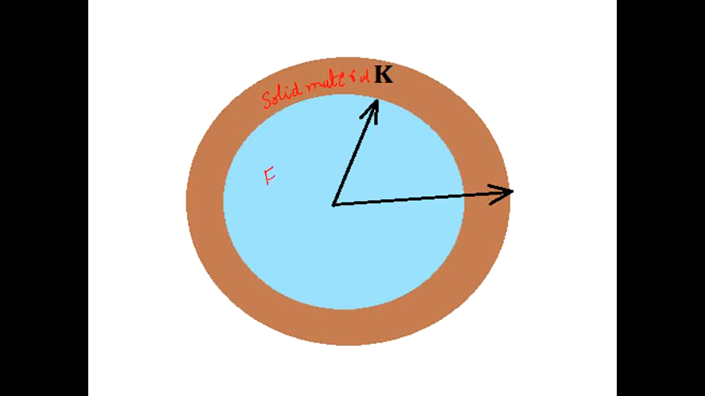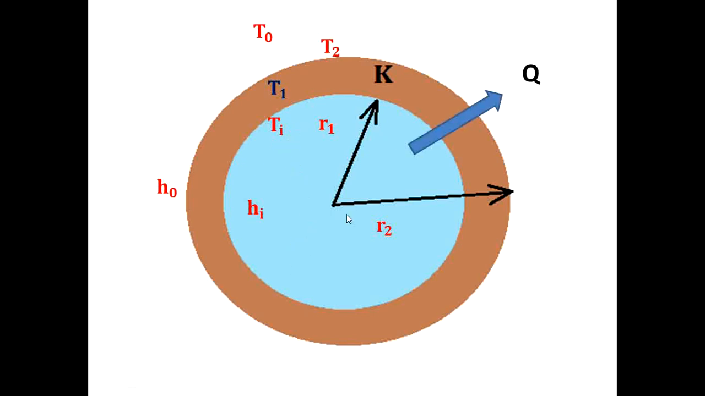Here you have the fluid. Outside also you have a fluid or a solid material, whatever the material will be there. Here inside you will have the heat transfer coefficient Hi, outside coefficient H0, and then thermal conductivity K. This is having the radii R1, R2, Hi, H0, Ti, T1, T2, T0. T1 is the temperature at this particular point, T2 is the temperature at this particular point, Ti is the temperature of the fluid. Heat will be transferred like this.